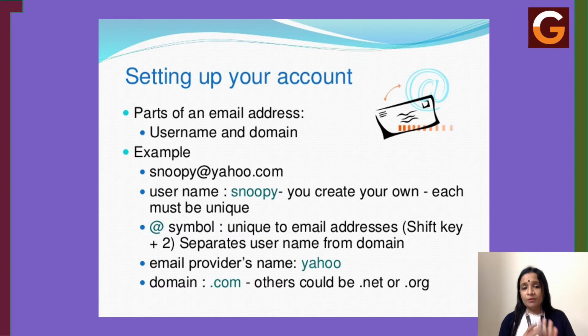So usually when you have an email, for example, snoopy@gmail.com, Snoopy is the username, at is the symbol that is unique to all email addresses, Gmail is the email provider's name, and .com is the domain.